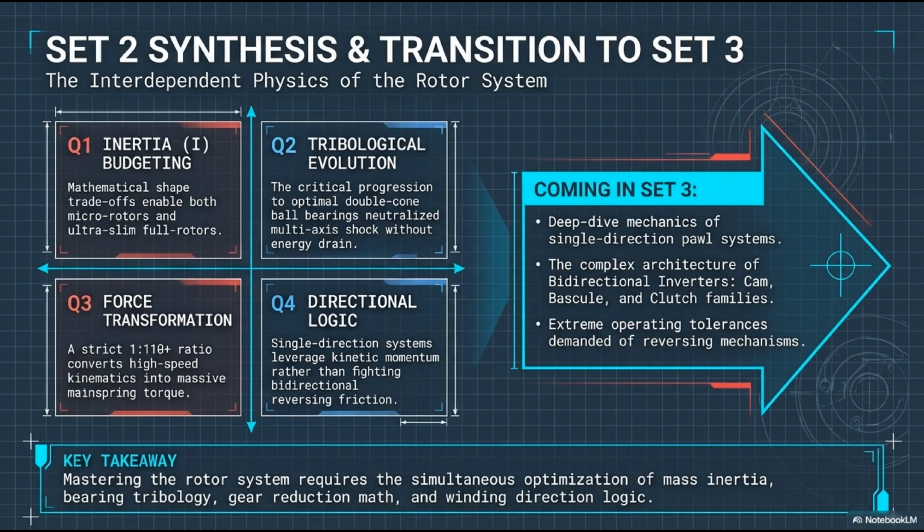Coming up in set 3, we will deep dive into the mechanics of single-direction pawl systems, deconstruct the complex architecture of bidirectional inverters, and understand the extreme operating tolerances demanded of these tiny reversing mechanisms. Let's move to set 3.